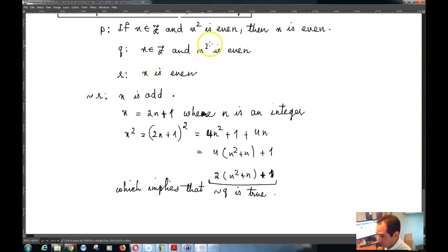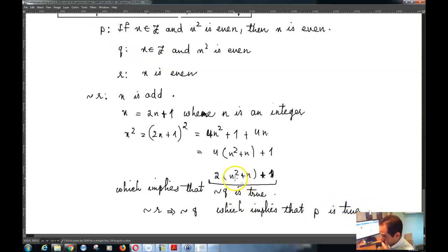So what we have shown here is that if not R, then not Q. Or basically, this way, there is no if-then: what we have shown is not R implies not Q, which implies that your statement P is true. So that's basically how you can solve this problem.